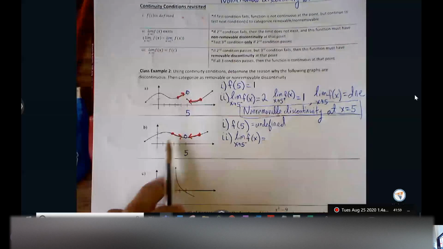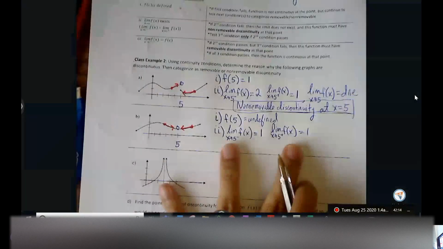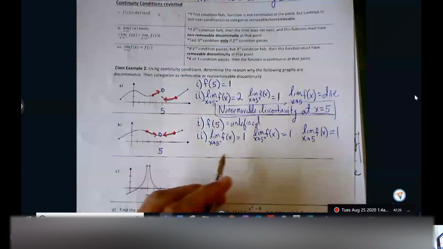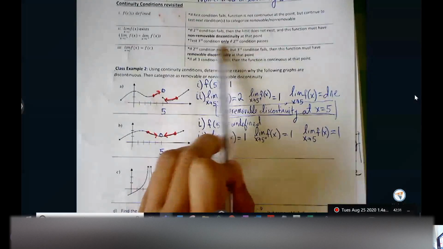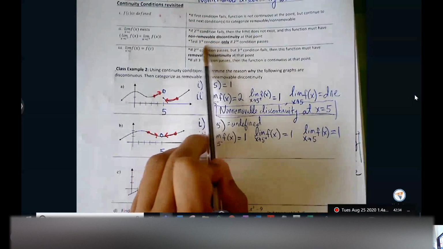So if we follow the path of this arrow, it's taking us towards a y value of 1. Follow the path of the other arrow, it's also taking us towards 1. So therefore, the full limit must exist because our approaches are consistent. Second condition passes. So if it passes, then we move to the third condition.